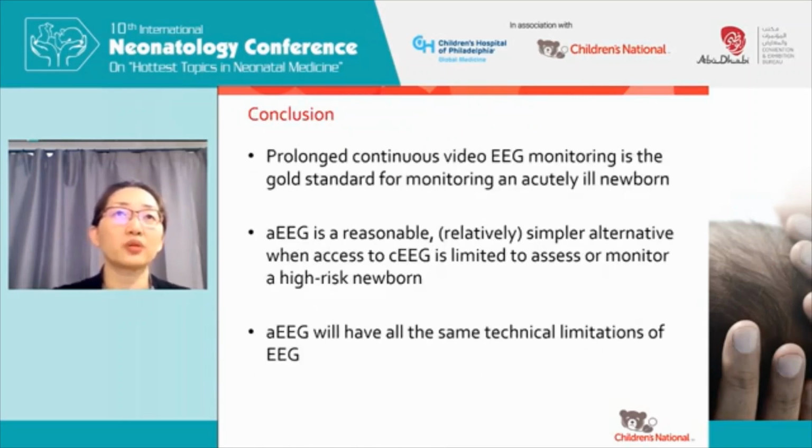So in conclusion, prolonged continuous video EEG monitoring is the gold standard for monitoring an acutely ill newborn. And aEEG is a reasonable, relatively simpler alternative when access to continuous EEG is limited, to assess and monitor high-risk newborns. And aEEG will have all the same technical limitations of the EEG. It doesn't mean that it doesn't have any, even though it is simpler.